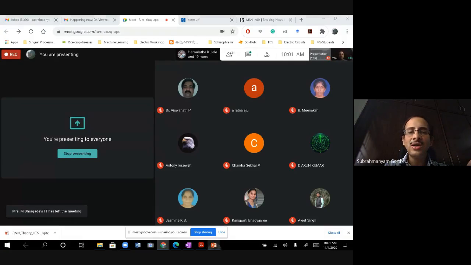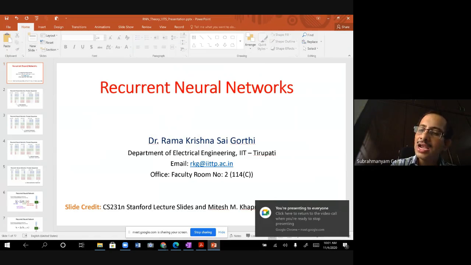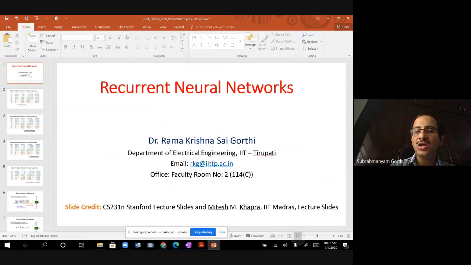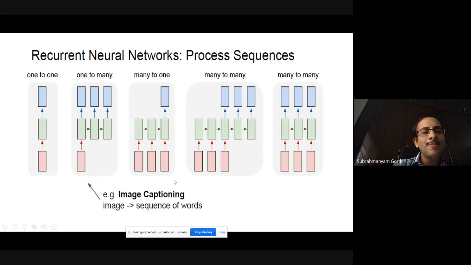Whereas in recurrent neural networks, what we do is to learn a sequence to sequence or an image to sequence and so on. So there is a temporal learning that is happening. That is one of the main aspects of this recurrent neural network. Now let us give some examples.